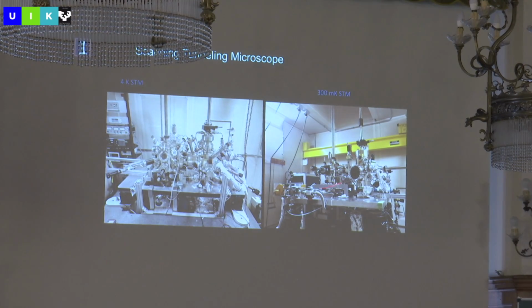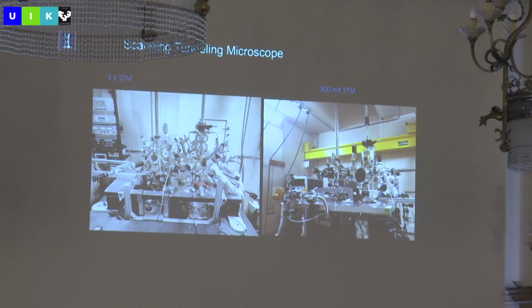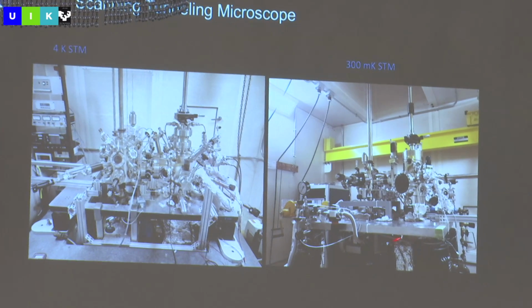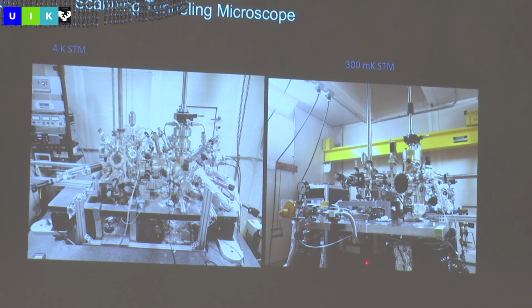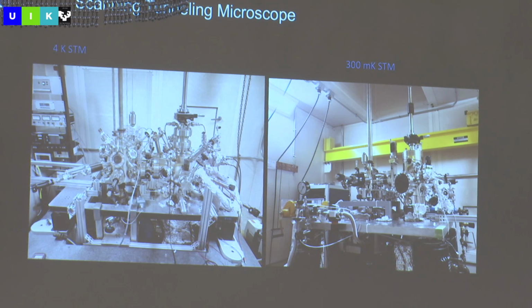And then here's another STM. This is a 4 Kelvin system. This is a 300 millikelvin system. And down here, you can see is a dewar. You can barely see it. These are the air springs, by the way. Down here is a dewar, and deep inside that dewar is the STM.